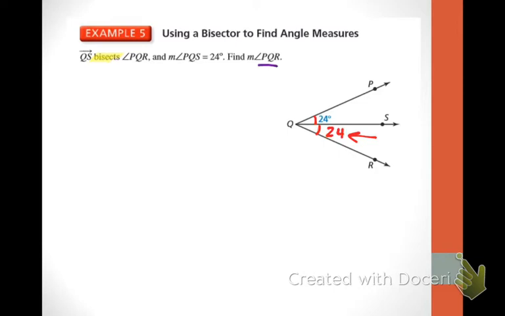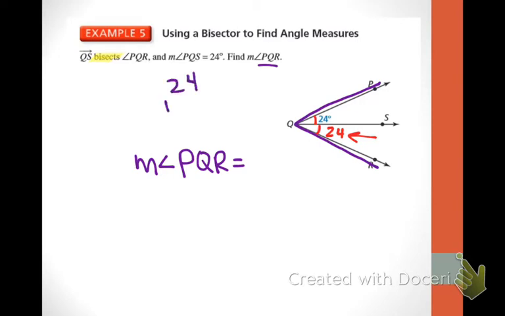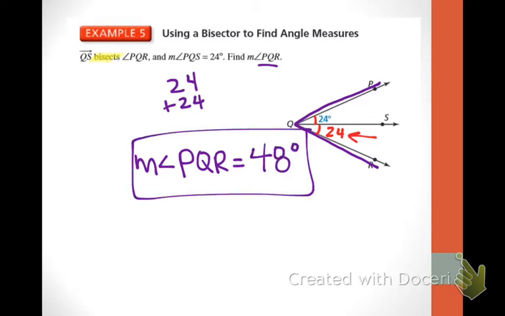It says find the measure of PQR. So we're going to write the measure of angle PQR and an equal sign. How do I find the measure of angle PQR? Add them. 24 plus 24, which makes 48 degrees. So again, the only reason I knew that they were congruent, there were two reasons why. It said the word bisects, but also it had these arcs, which meant that they were the same measure.